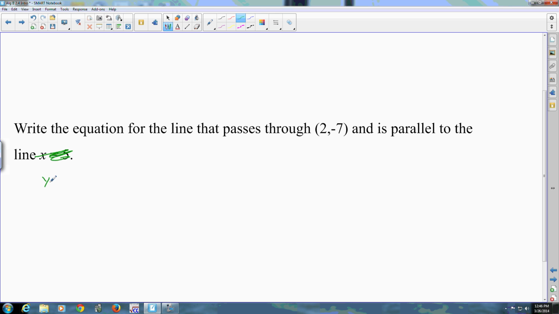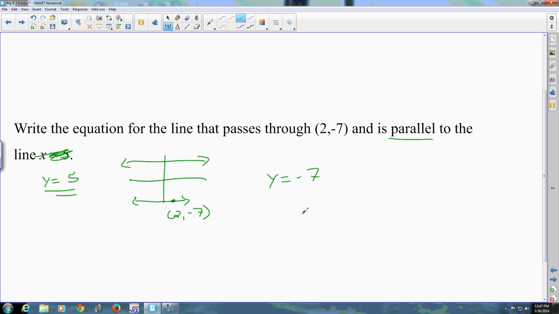Okay, let's change it up one more time. Let's say they told you y is equal to 5. And they said they want a parallel line through this point, parallel to this one. Okay, 2, -7. Here's the line y is equal to 5. I want an equation of a line that goes through this point, 2, -7, and is parallel to this line. Well, it's got to be a y equals because it's only going to cross the y. So it would be y is equal to -7.